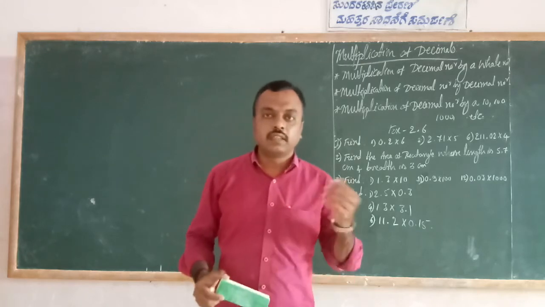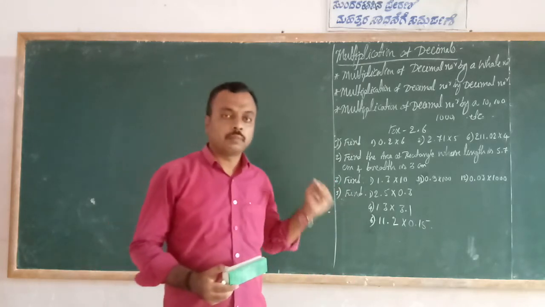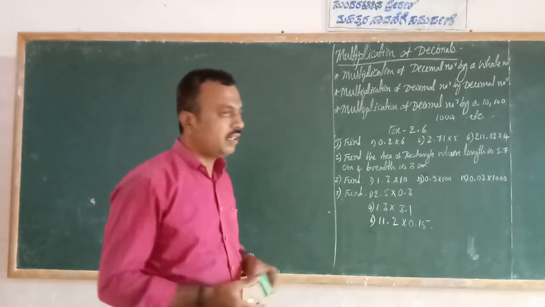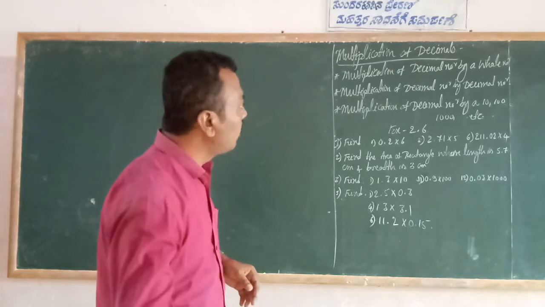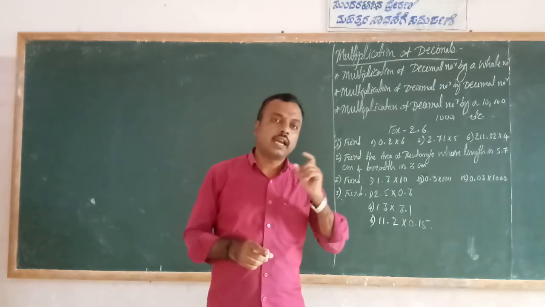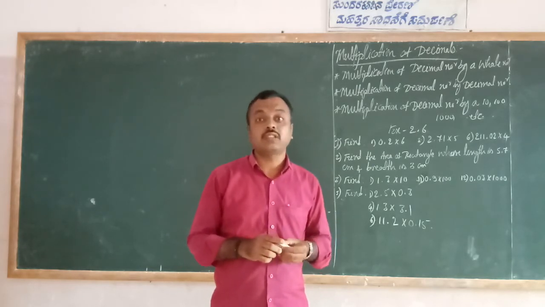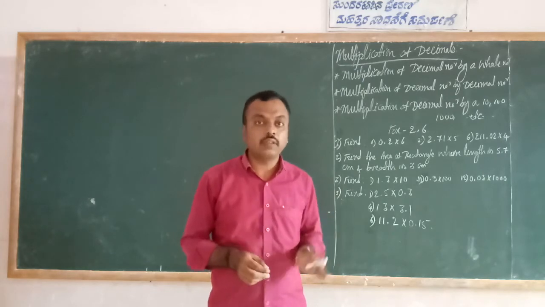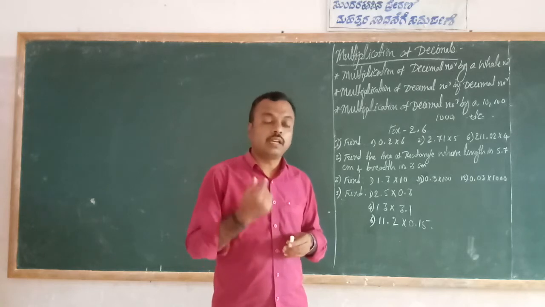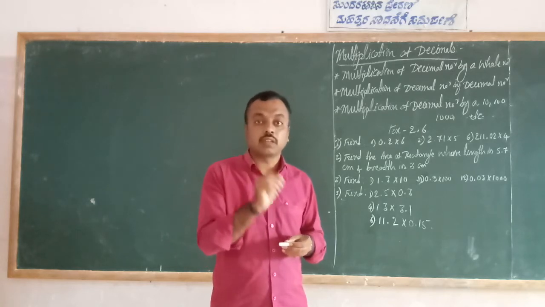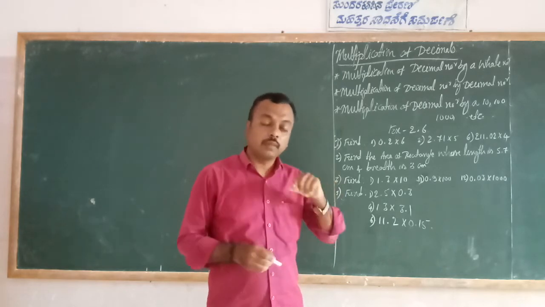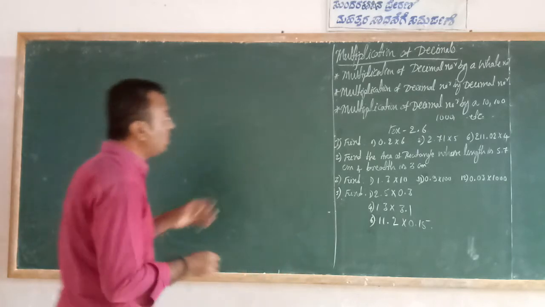Dear students, in the last classes we discussed the place value of decimal numbers. So today we are going to discuss the multiplication of decimal numbers. First, the multiplication of a decimal number by a whole number. We multiply the decimal number by a natural number or any whole number as usual, and after the multiplication we have to put in the decimal point. Where to put the decimal point depends upon the question. Okay, let us start the multiplication.